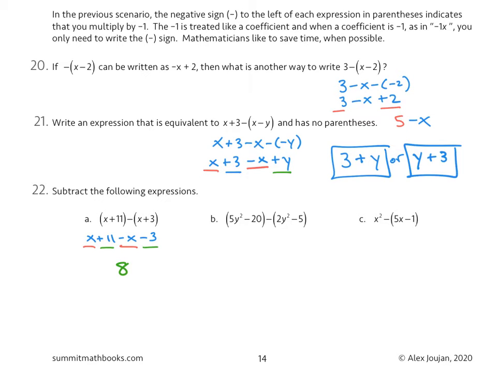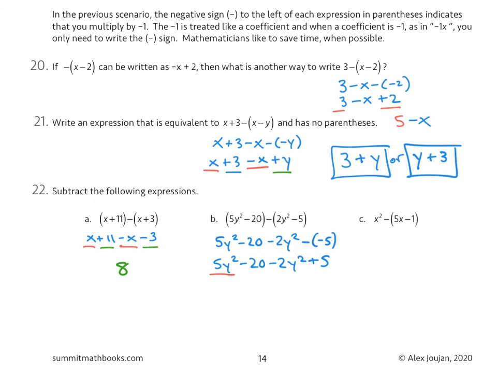Part B, 5y squared minus 20 minus 2y squared minus 5. We have a binomial minus a binomial. This binomial doesn't need parentheses around it, so I'll just bring that expression down as 5y squared minus 20. Then I will distribute this minus sign through this set of parentheses. So instead of 2y squared, I can write minus 2y squared. And instead of minus 5, I can write minus a negative 5, or minus a subtracted 5. That's just plus 5. So I can bring down everything else, 5y squared minus 20 minus 2y squared, and write plus 5 instead.